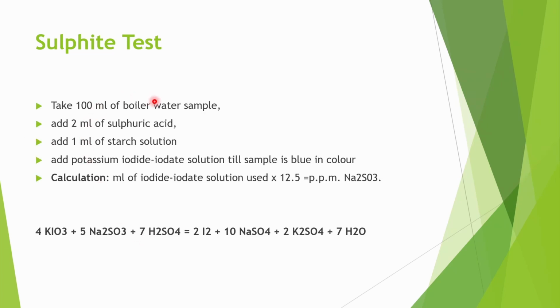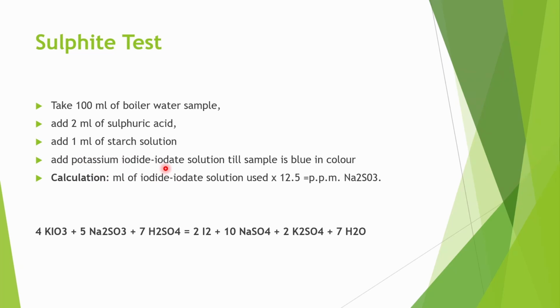So take 100 ml of boiler water sample, add 2 ml of sulfuric acid. You will know why sulfuric acid, because sulfuric acid helps to speed up the reaction. So we will add 1 ml of starch solution, and then we will add potassium iodide solution till the sample is blue in color. So this is the word that we have to remember, potassium iodide.